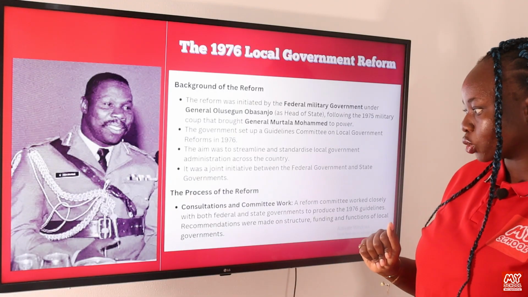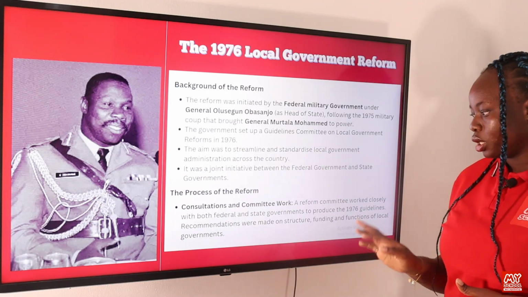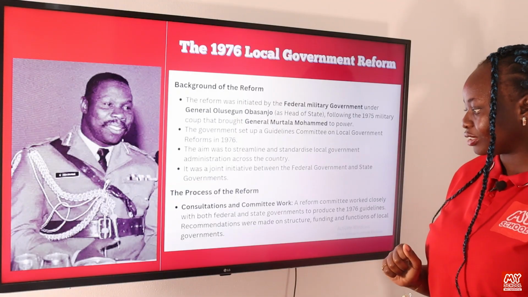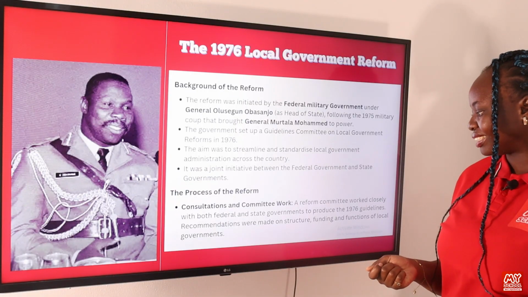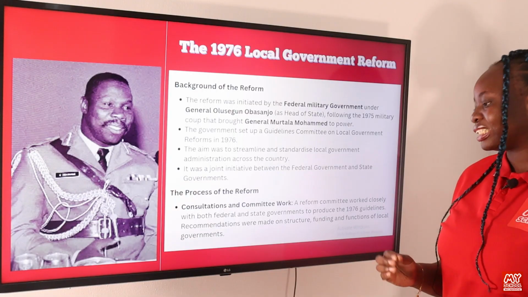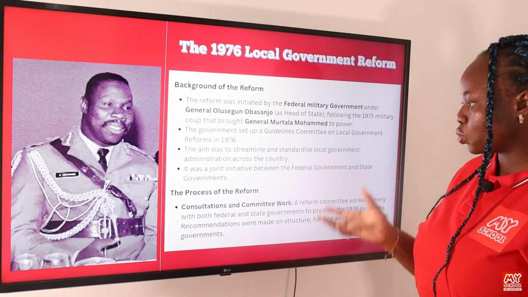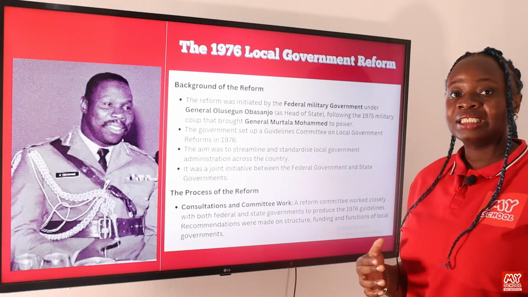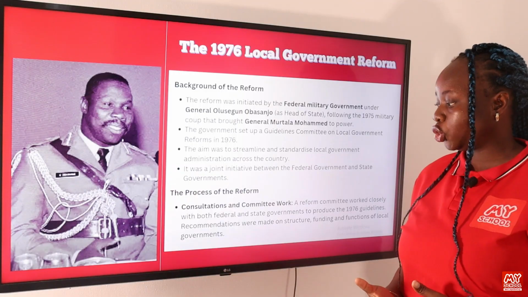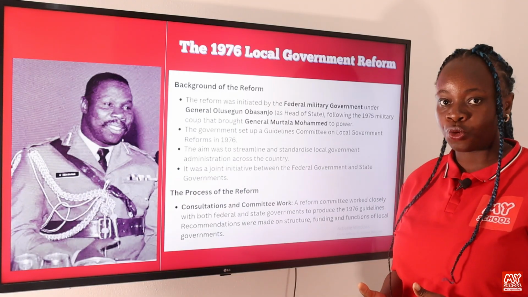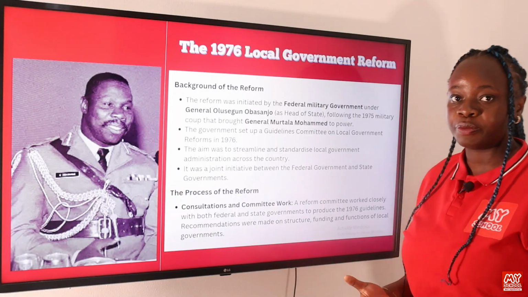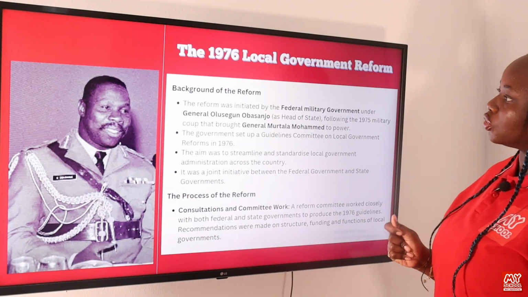First of all, it began with consultation and committee work. A reform committee worked closely with both the federal and state governments to produce the 1976 guidelines, and recommendations were made on structure, funding, and functions of the local governments. A committee was set up to ensure that they get as much information as possible to make sure that the local government that was set up was actually responding to the emerging needs of the people within the community. Let's move on to the next slide.